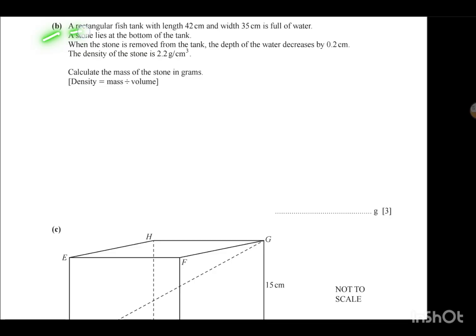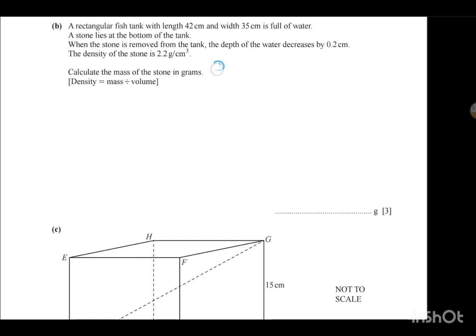Question B. A rectangular fish tank with length 42 centimeters and width 35 centimeters is full of water. A stone lies at the bottom of the tank. When the stone is removed from the tank, the depth of water decreases by 0.2 centimeters. The density of stone is 2.2 grams per centimeter cube. Calculate the mass of the stone in grams.